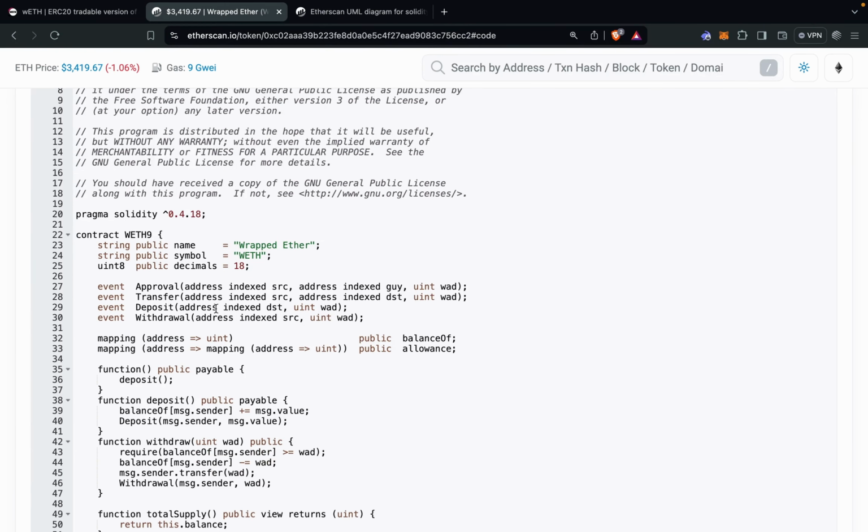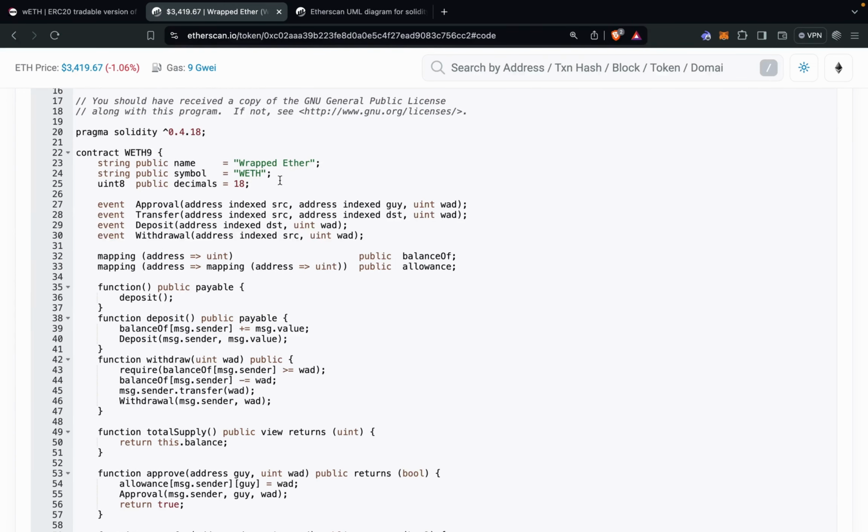You can see that this is a very old contract. It is written in Solidity version 0.4.18. We are at 0.8 something right now. So this is a pretty much old contract when we are talking about it in DeFi timelines. So again, we have defined a smart contract. We have the basic properties, name, symbol, and decimals, which have the value of Wrapped Ether, WETH, and 18 respectively.